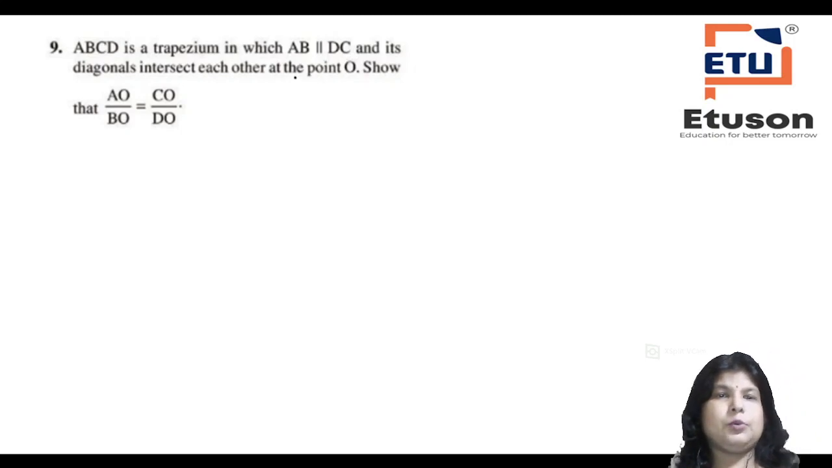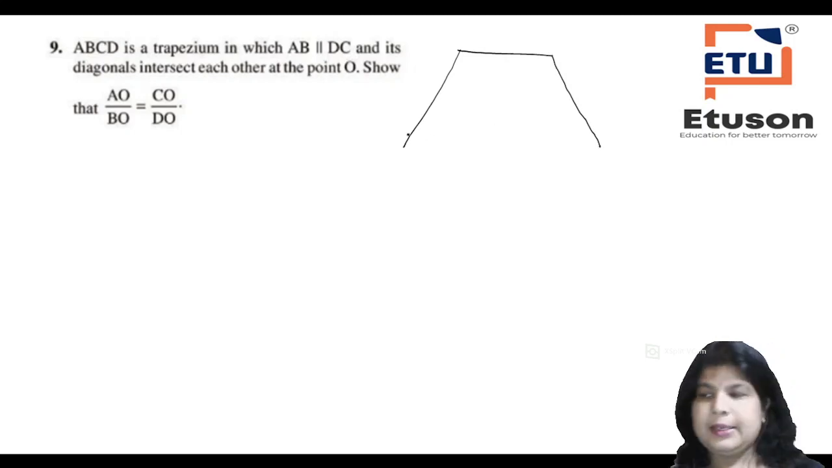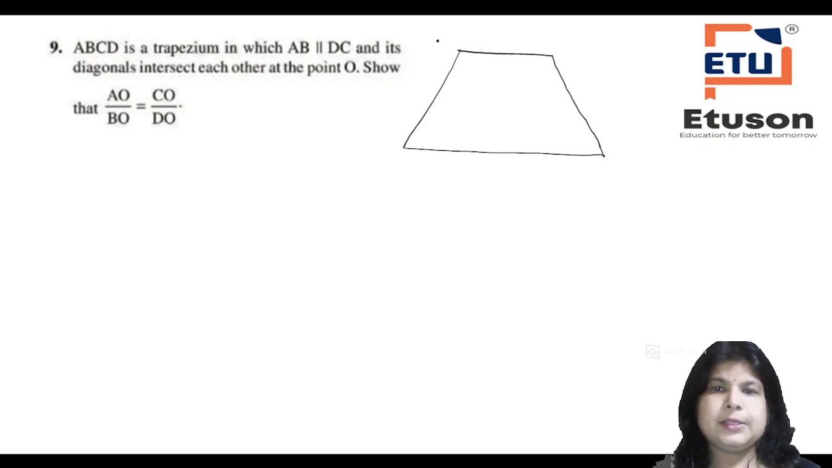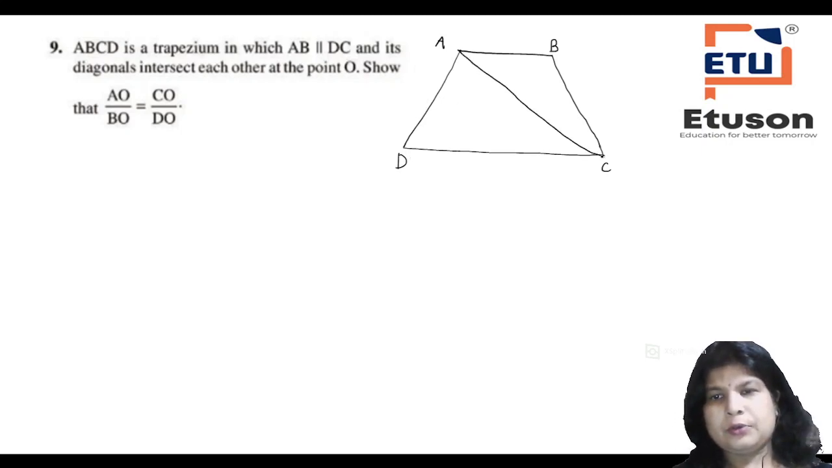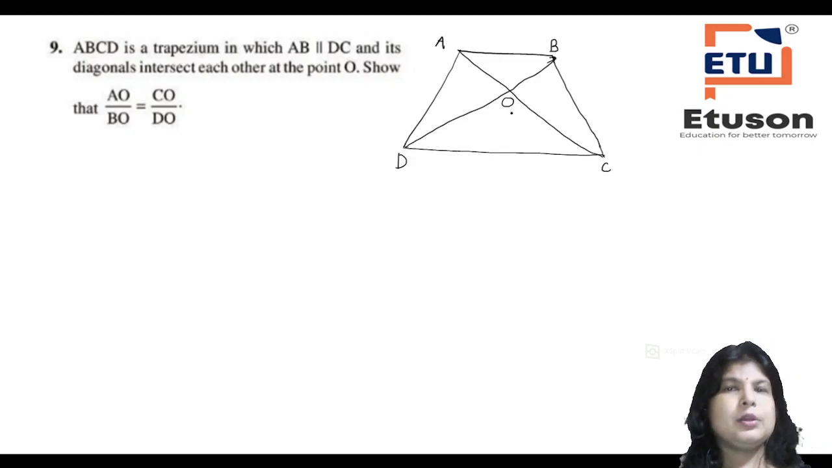ABCD is a trapezium in which AB is parallel to DC and its diagonals intersect each other at the point O, so that AO by BO is equal to CO by DO. Okay, so suppose this is the trapezium A, B, C and D. So now let us draw the diagonals. Suppose these are the diagonals intersecting at point O. Now you have to prove that AO by BO is equal to CO by DO. So for that, now let us draw one parallel line passing through O intersecting the side AD at E.